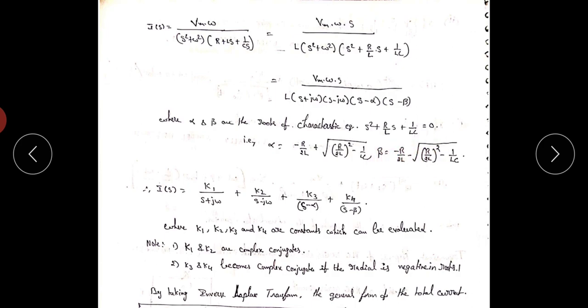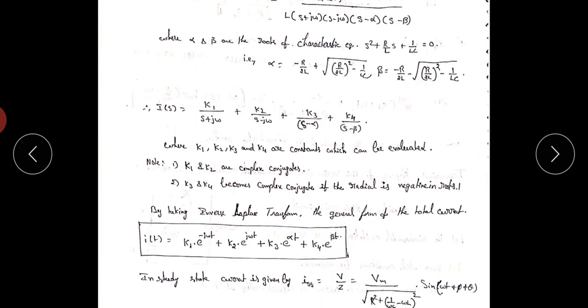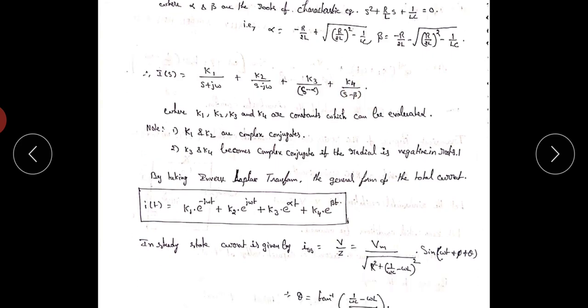So I of s equals k1 by (s plus j omega), plus k2 by (s minus j omega), plus k3 by (s minus alpha), plus k4 by (s minus beta). By applying partial fractions, we can write this equation like this. Here k1, k2, k3 and k4 are constants. By using the partial fraction method, we can find these constant values. Next, by applying inverse Laplace transform, we can write the I of t expression.